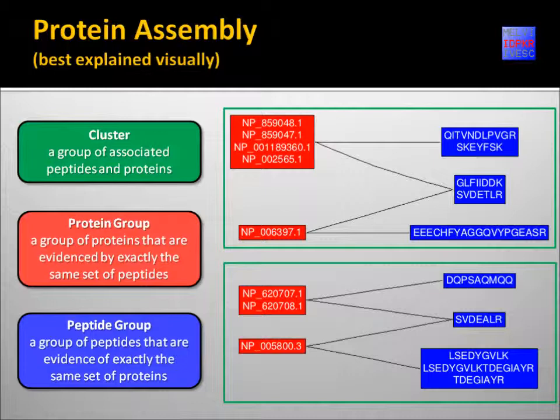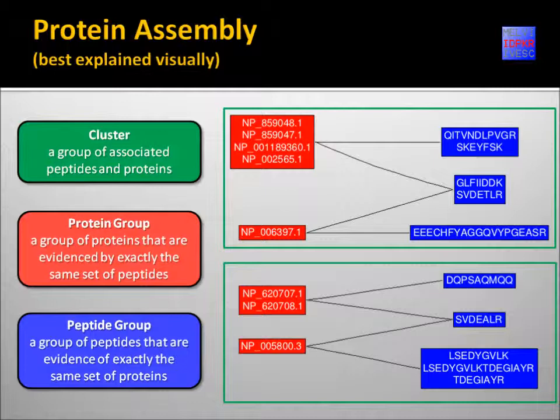But it doesn't have 2 of the first group's peptides, so the first group is not a subset of the second group. The blue boxes are the peptides, and they are grouped together as a peptide group when they are evidence of exactly the same set of proteins. The green boxes are clusters, a way to organize the proteins and peptides into associated subsets. Since there are no connections between the first 2 protein groups and the last 3 peptide groups, 2 clusters are created.